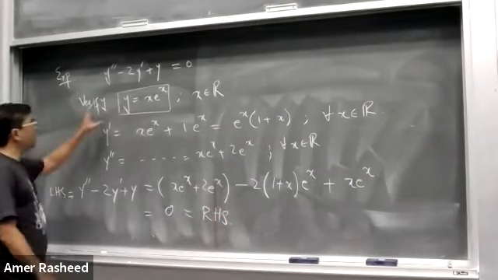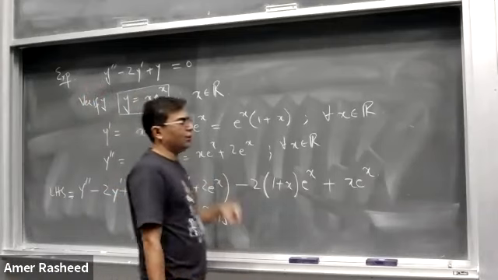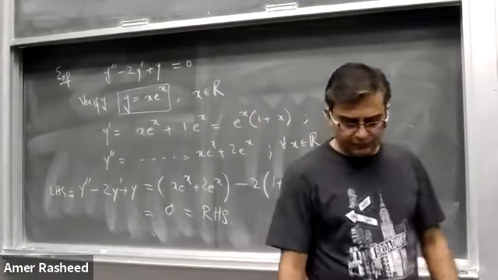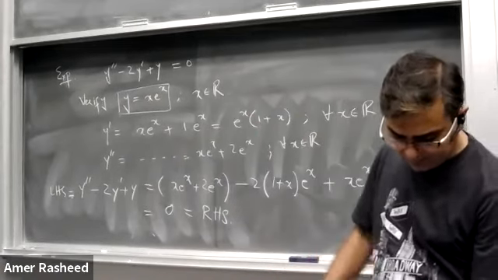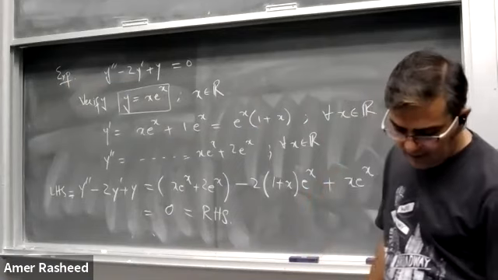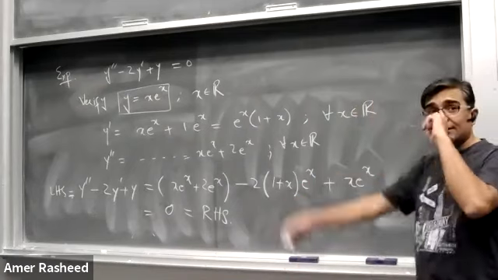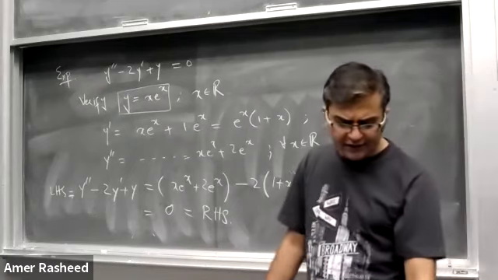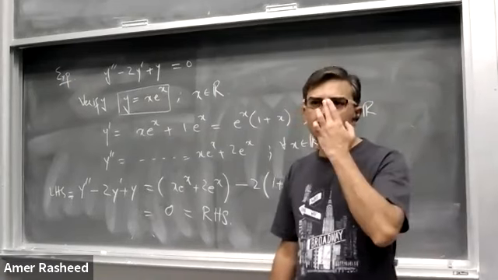Now, this function turns this equation into an identity. Therefore, this is the solution of the given differential equation. I hope you get it. If you have any question, you can ask. Sir, I am a little confused. Could you please go over the last two lines again?